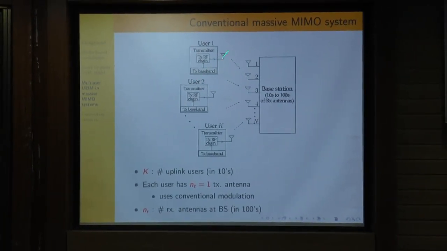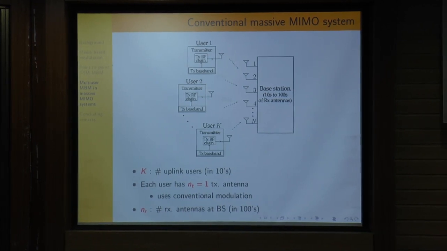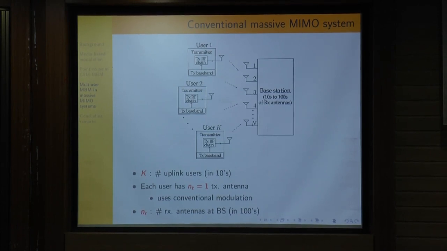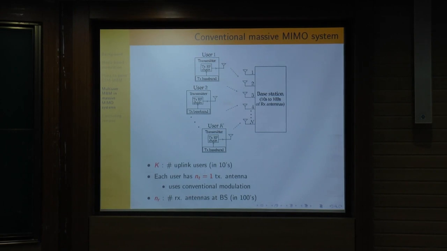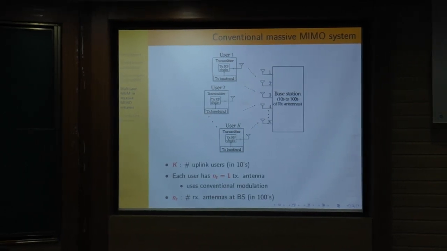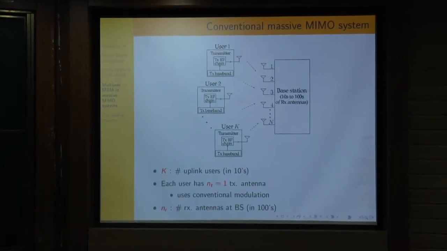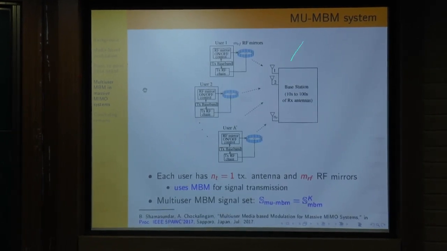Each user transmits a complex symbol, and K symbols are transmitted and decoded at the receiver. This is the base station, the 5G massive MIMO architecture. Now this has one RF chain. I will keep that because that's your cell phone. I do not want to load that cell phone with more antennas. So I will still do the same thing with MBM, multi-user MBM.